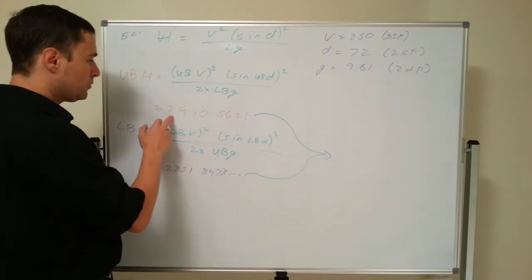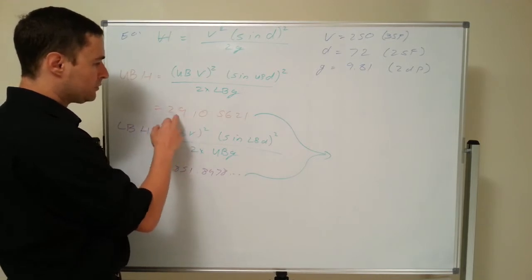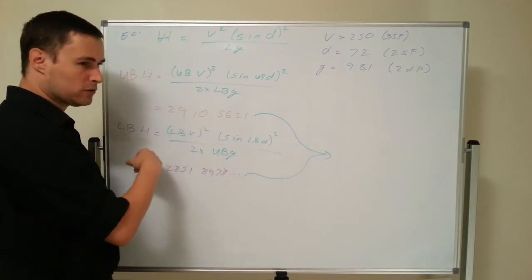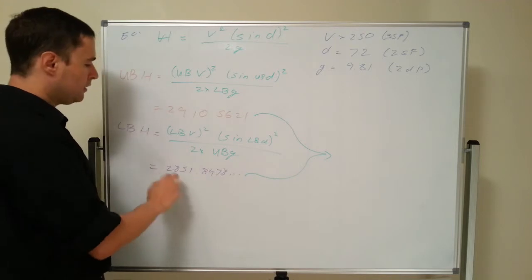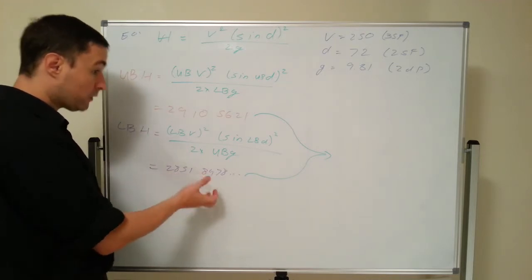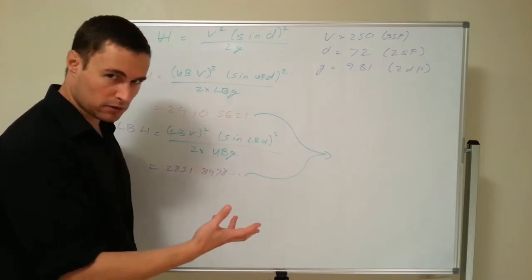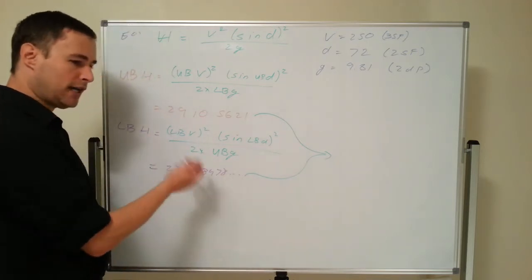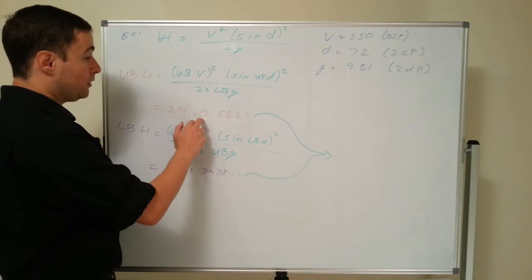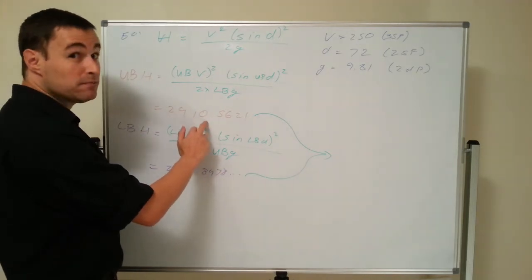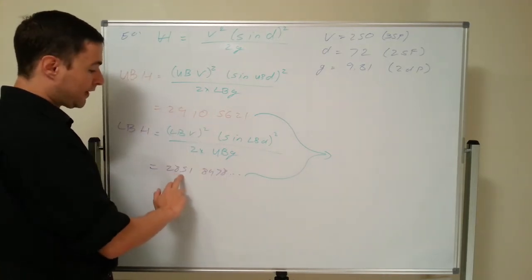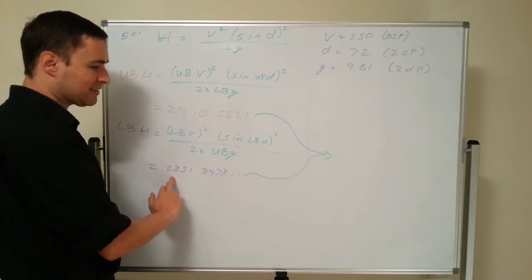Let's move on. 2,910 will round to 2,900. 2,851 will also round to 2,900. So 2,900 is more accurate than 3,000. Great. Let's try the tens now. 2,910 rounds to 2,910. 2,851 will round to 2,850.